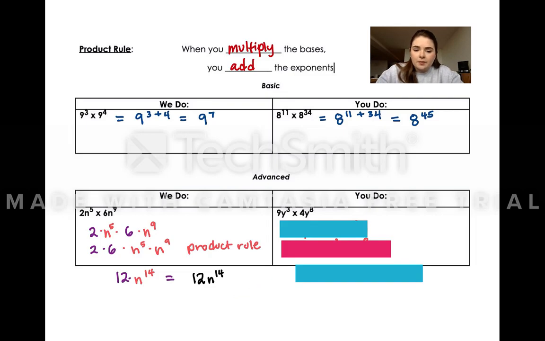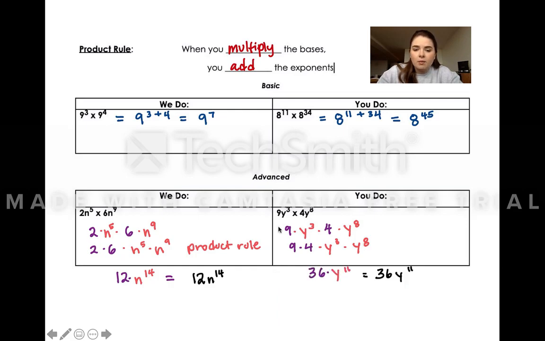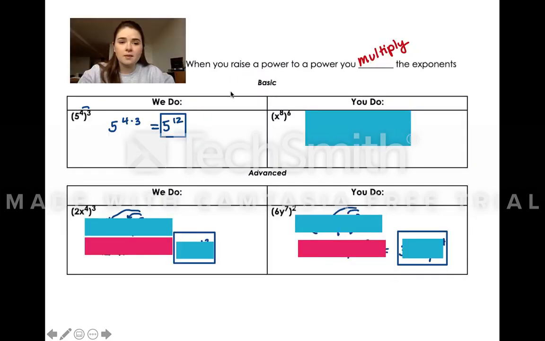Okay, let's get started. So you should have first rewritten your terms here. Next, combined the like terms, and finally multiplied them together, simplified, and then used that product rule to combine y to the 3rd with y to the 8th power. And your final answer should be 36y to the 11th power.